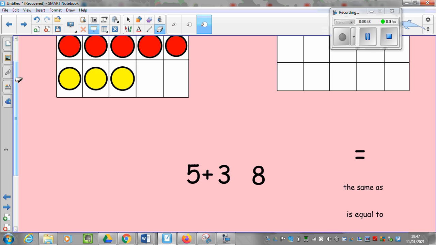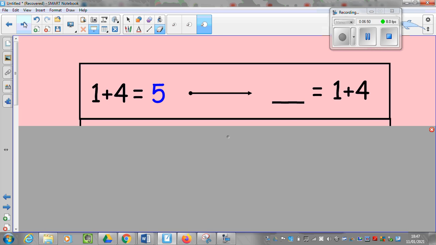So let's have a look then at some problems. So I've been given a number sentence here. It's 1 add 4 equals 5. Now the first thing I want you to do is show me that on your tens frame. I want you to pause the video now. Show me 1 add 4 equals 5.